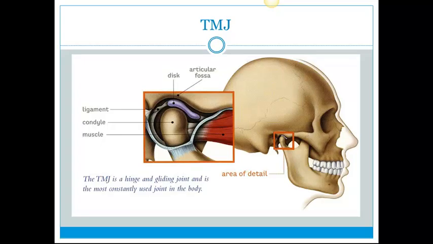And this slide shows the TMJ joint is a hinge or a gliding joint that is most constantly used due to eating. And what happens is this disc, or sometimes the ligament, can let go of this disc and the disc can slip, or there can be oftentimes a degeneration in this disc, which then provides no padding within this hinge or gliding joint and causes the grinding or the clicking of the joint.